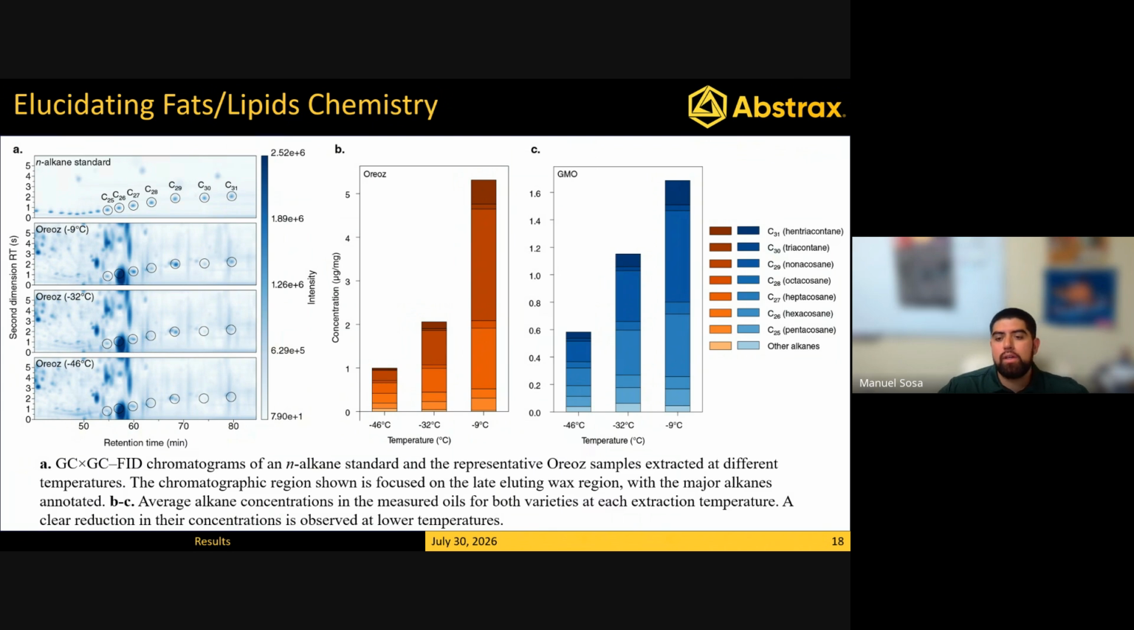And so in figure B and C here, you have everything stacked up as to what actual alkanes have the highest concentration. And that being your C29 and C27 are going to be the ones in highest concentration. So your nonacosane and your heptacosane for all samples, whether it be Oreos or GMO.